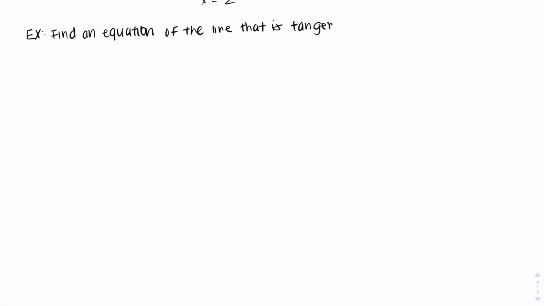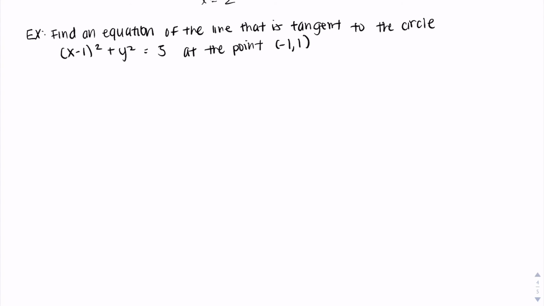Now, let's do another example problem. Find an equation of the line that is tangent to the circle (x minus 1) squared plus y squared equals 5 at the point negative 1 and 1.